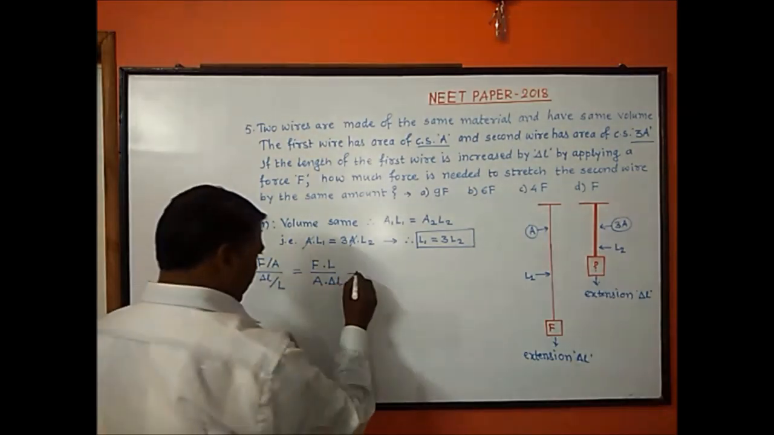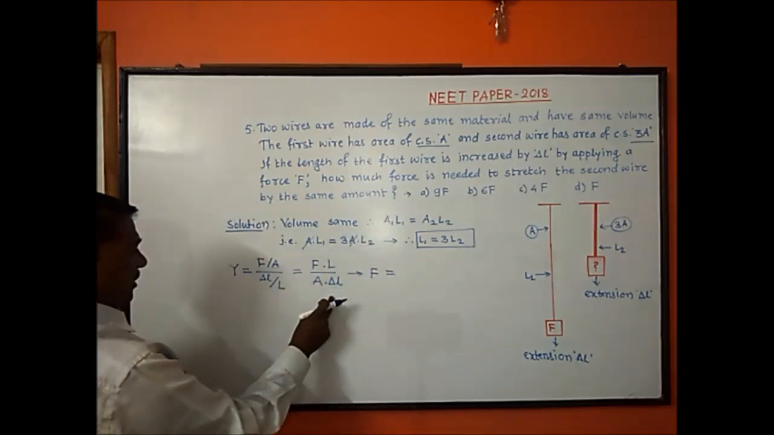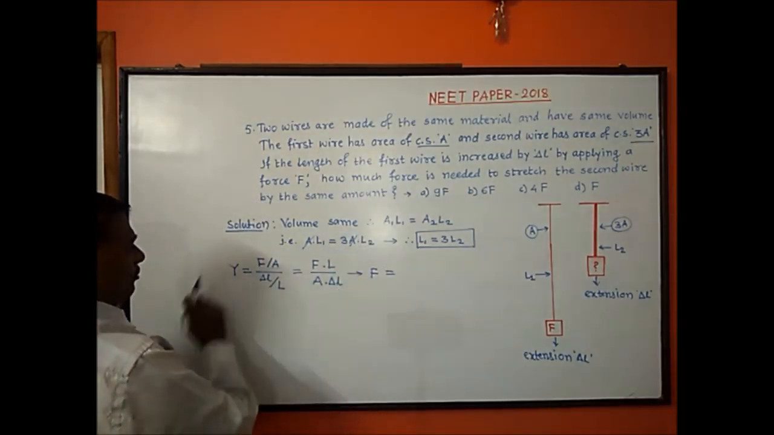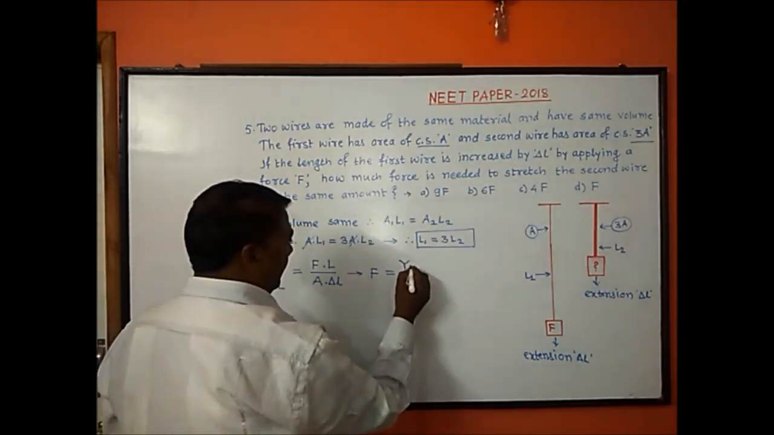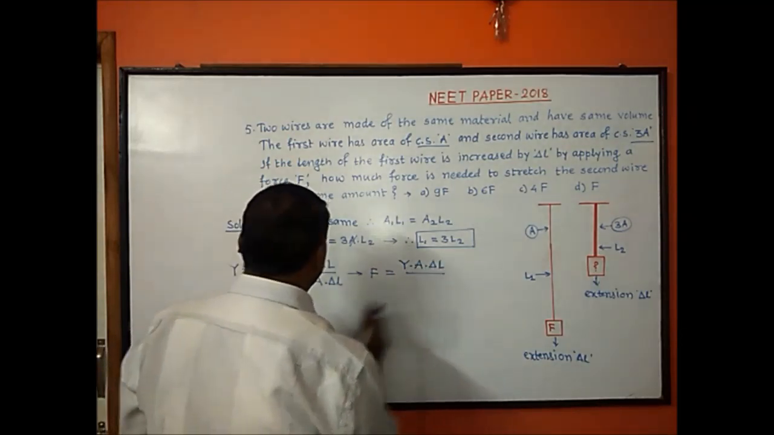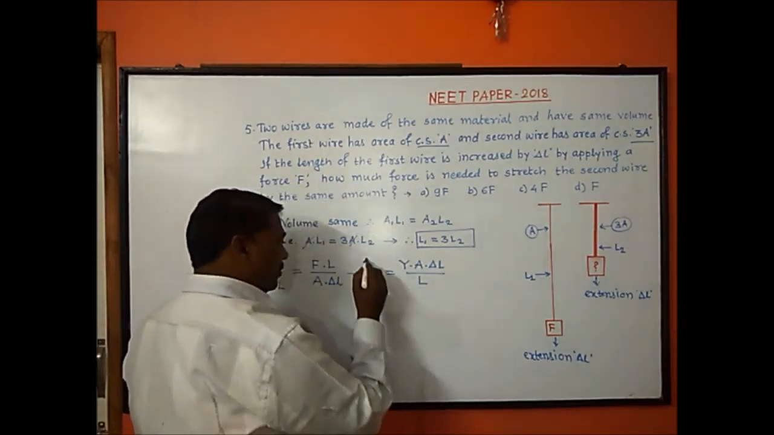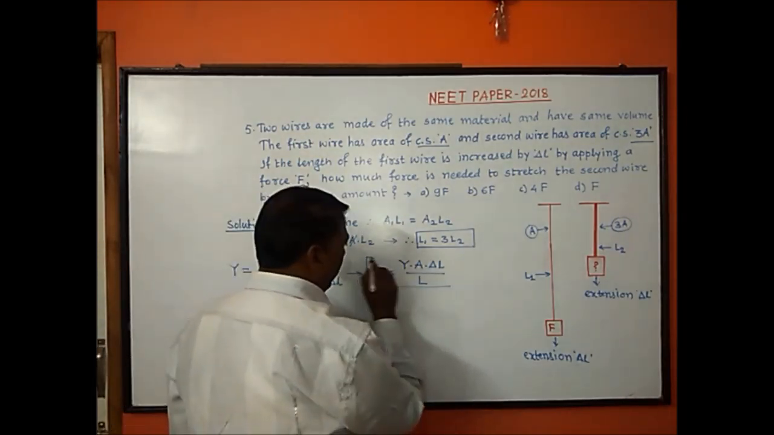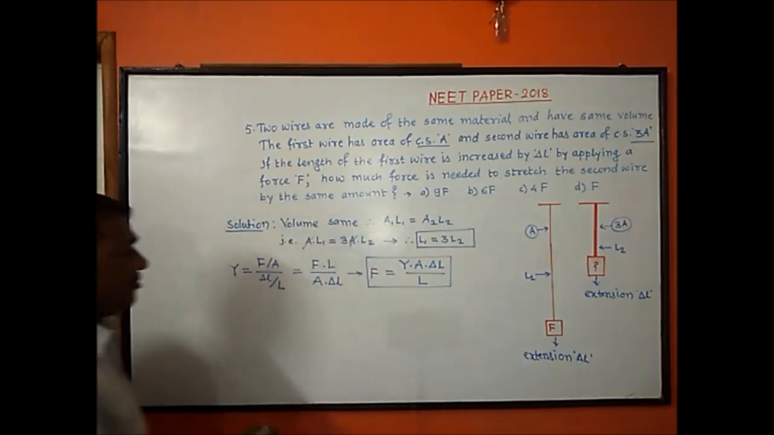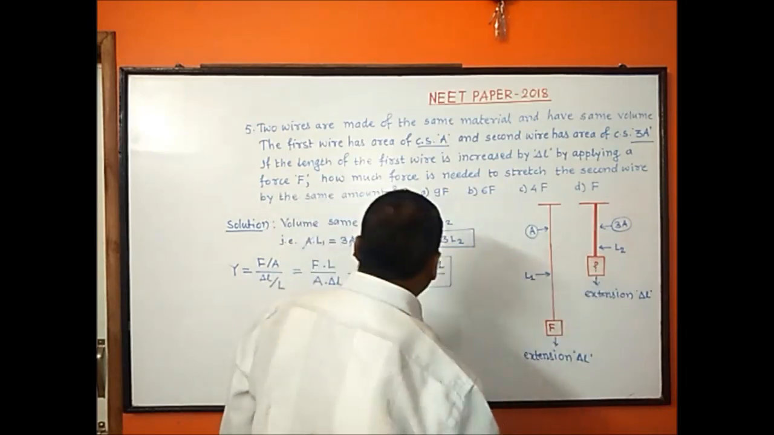So using this you can say F is equal to Y into A into delta L, divided by capital L. So this is the relation for force F. Now for the first wire, consider F1 as F, and F2 you have to calculate.